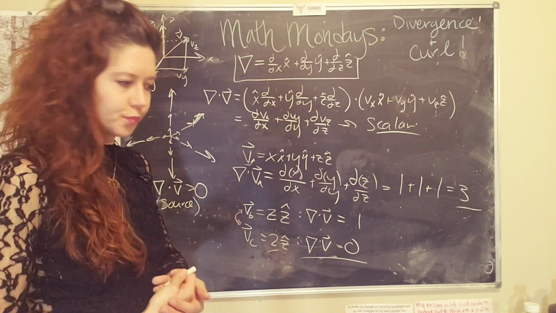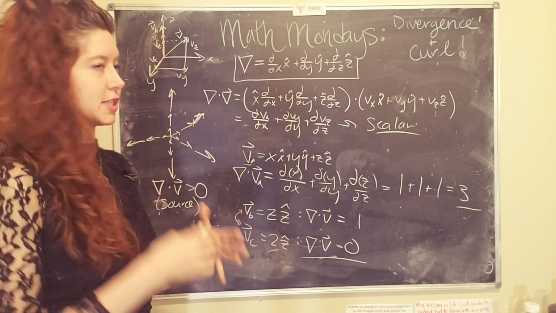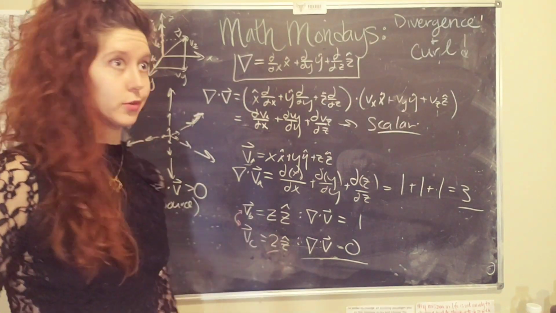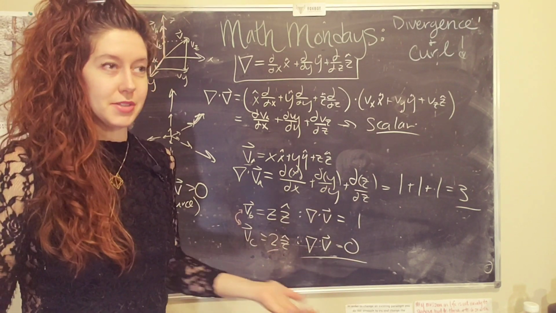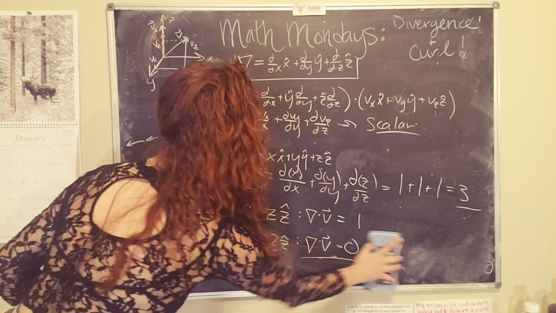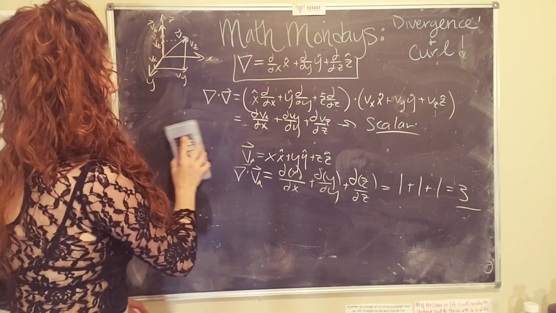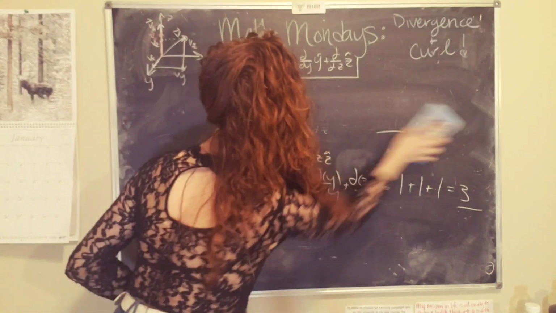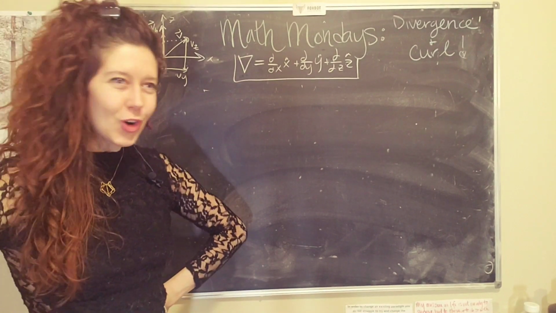Basically, how much the vector is spreading out at that given point. This vector never changes. It doesn't spread out at all. So there's no divergence. Done. QED. Okay, cool. So that's divergence. I'm going to erase this, but we're going to keep this cute little picture here. We're going to erase the dot product. Cool. Okay, now we have the curl.